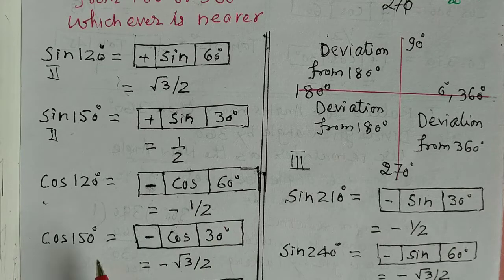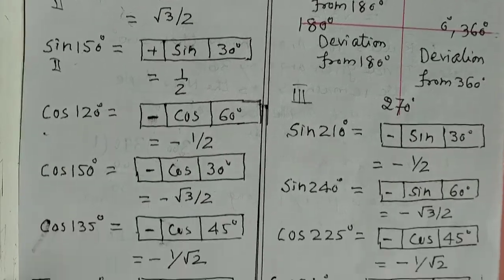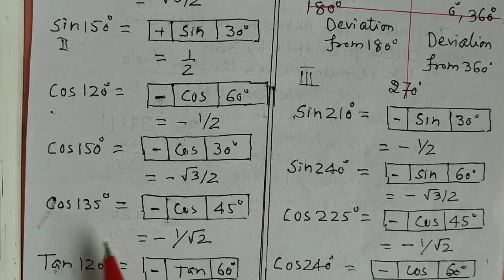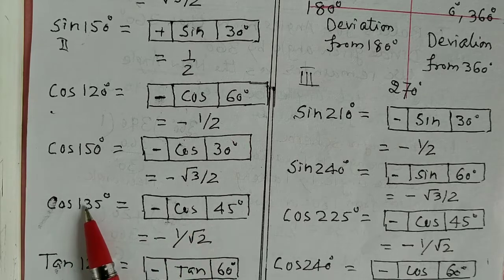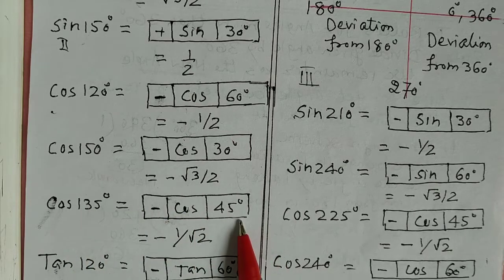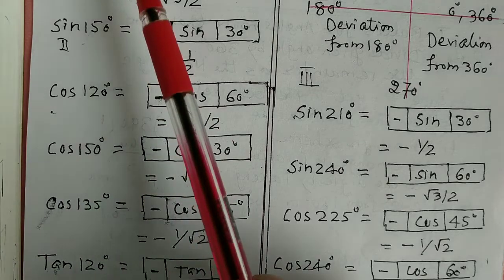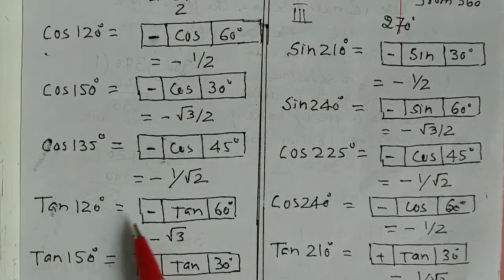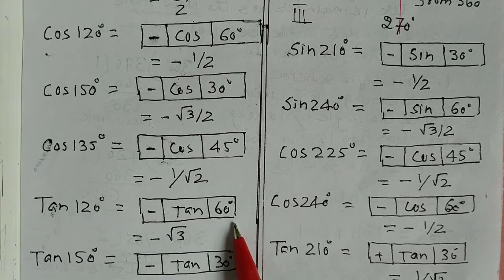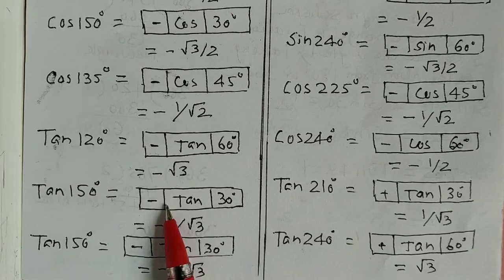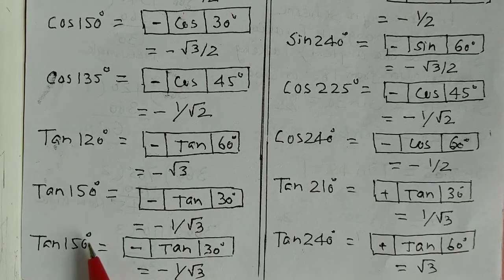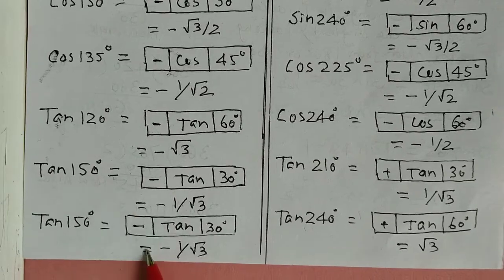Cos 150 lies in the second quadrant where cos is negative. Write cos remains cos, 150 deviated to 30, so the value is ready. Likewise cos 135, cos is negative in the second quadrant, cos remains cos, 135 deviated becomes 45. The deviations are being made from 180 in this column. 120 is deviated, it becomes 60. In the second quadrant tan is negative, likewise tan 150 is negative. This has been repeated by mistake, no problem.